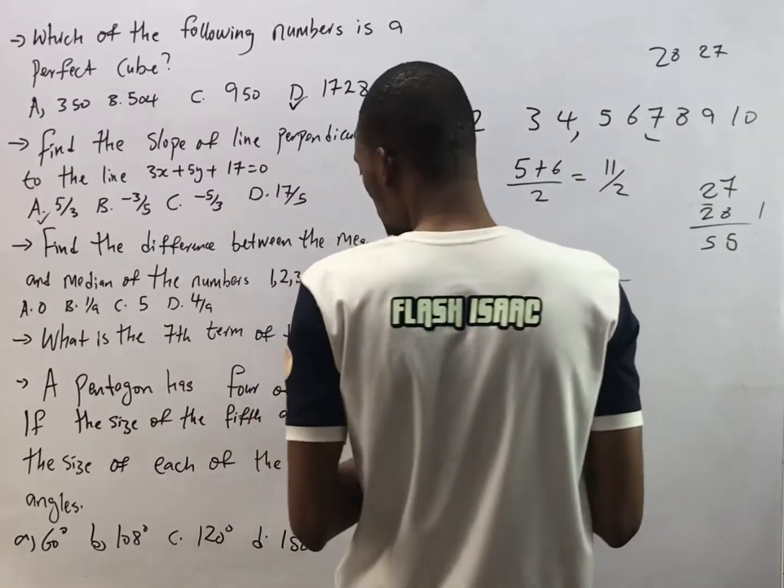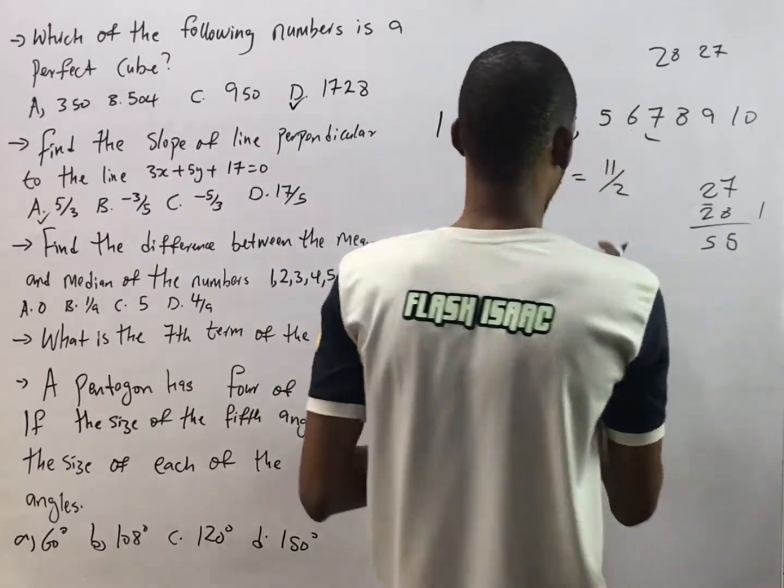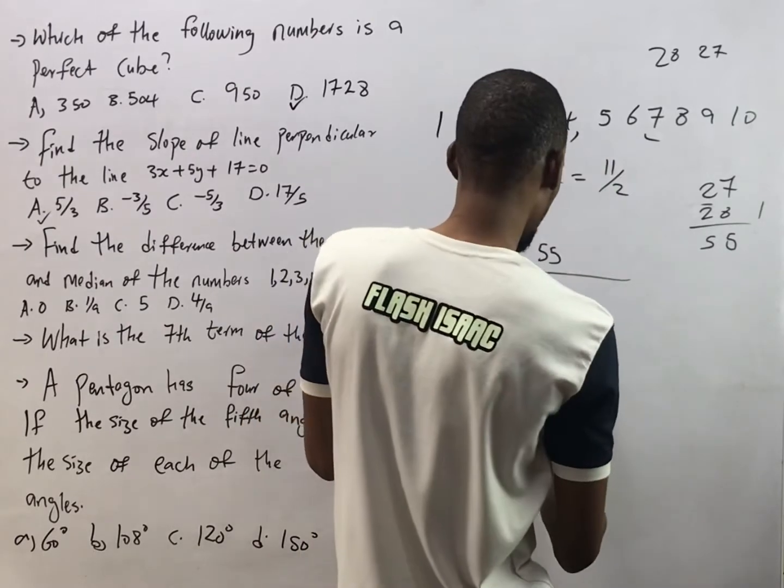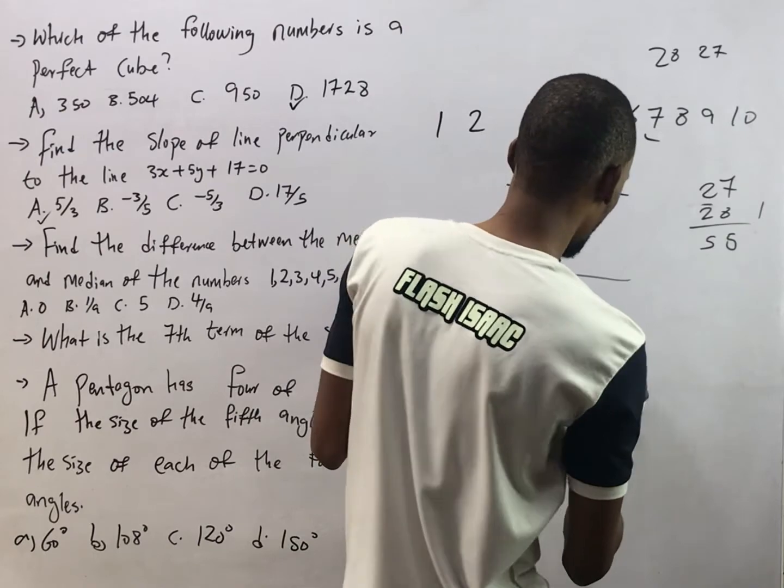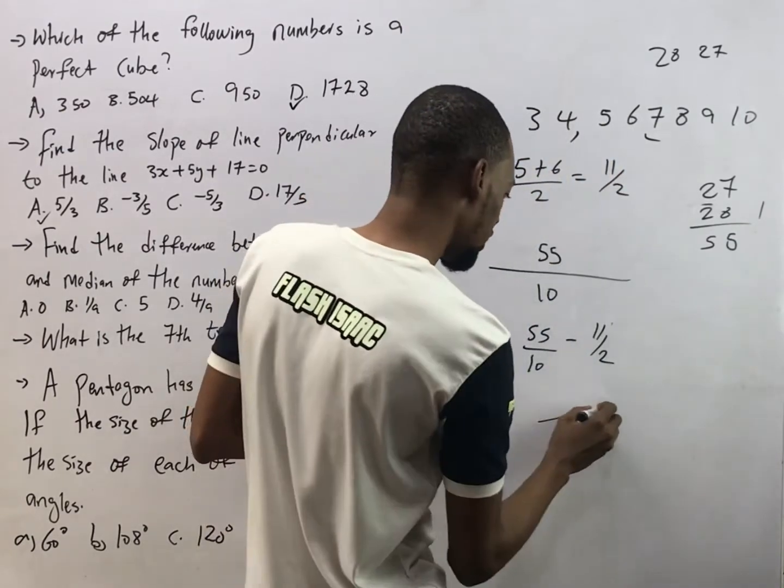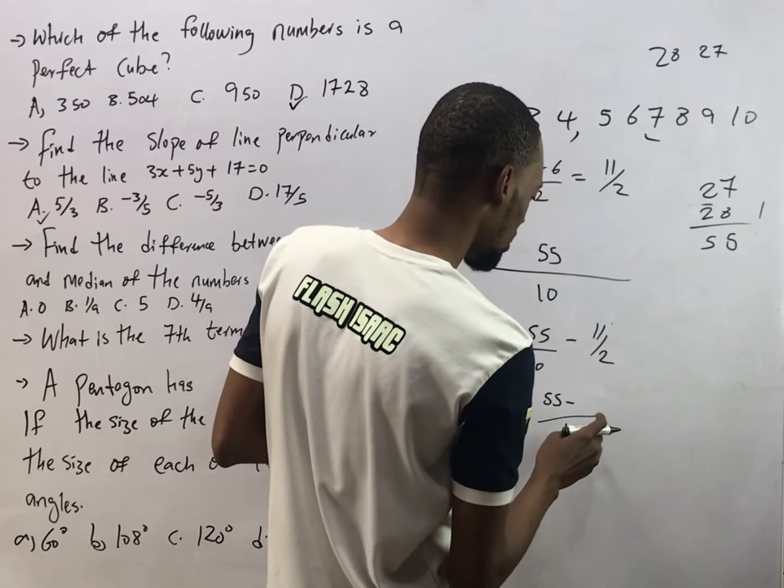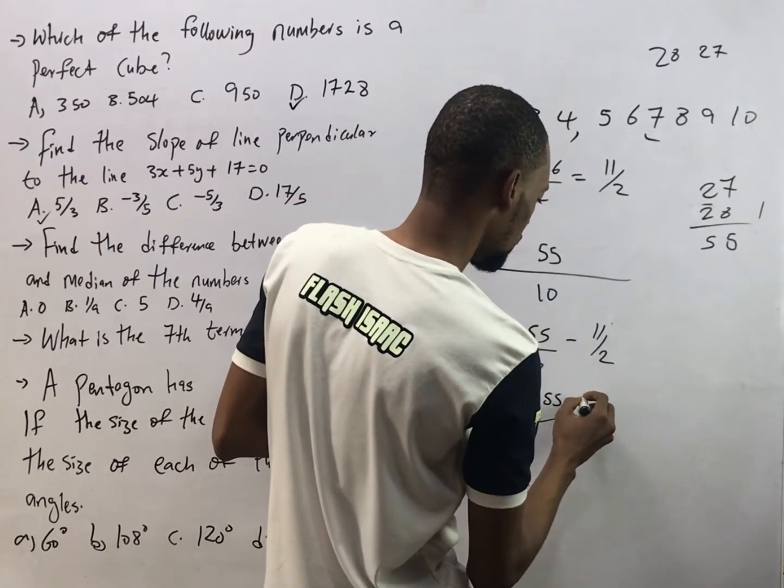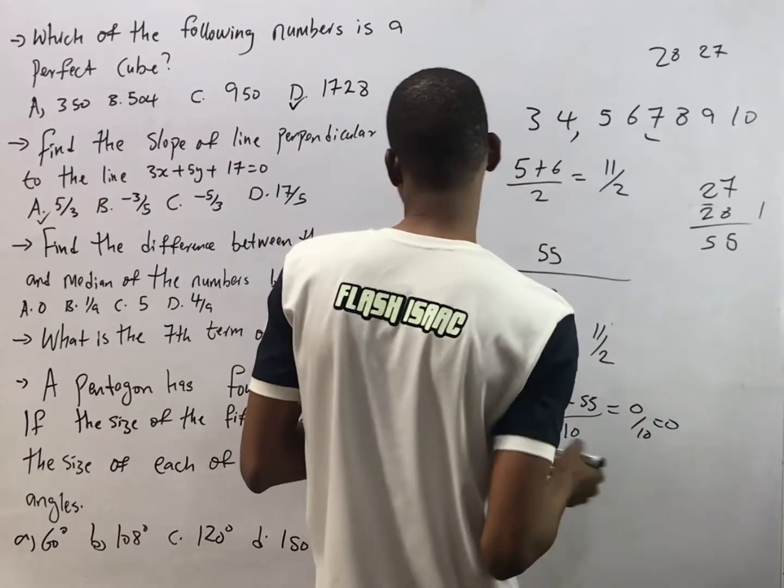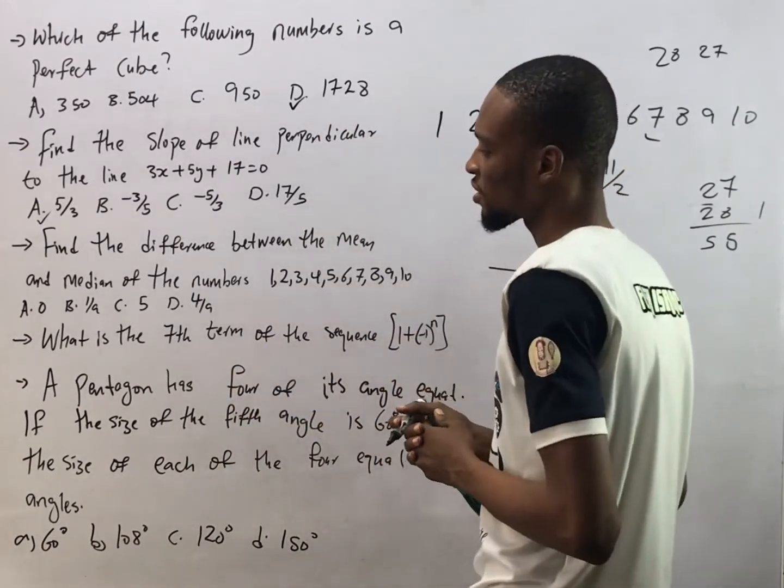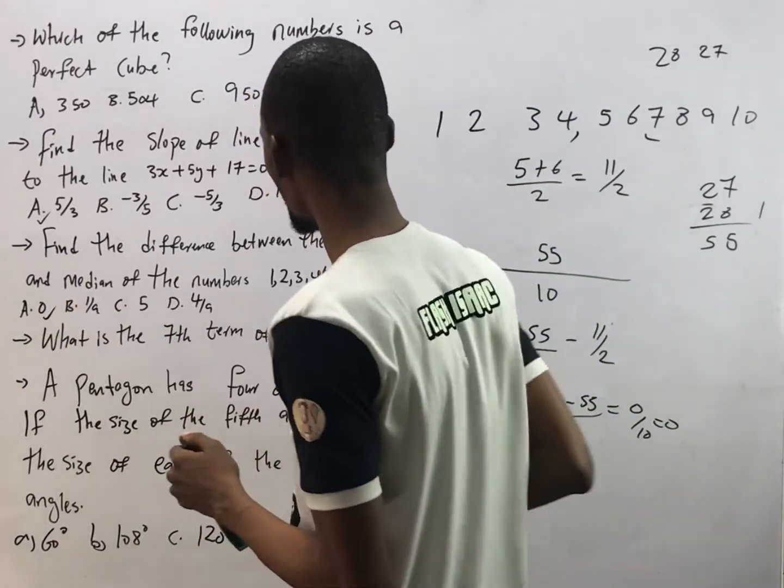So we are asked for the difference between the mean and median. Mean minus median. So the difference is simply 55 over 10 minus 11 over 2. And the LCM is 10. So this will give you 55 minus 55, which gives you 0 over 10, which is equal to 0. So the difference between them is 0. So that will be the option that has 0. Okay, that should be A.